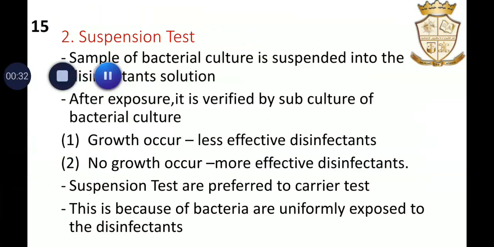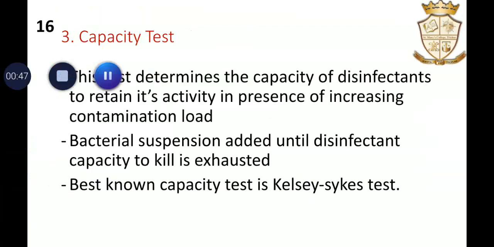Next one is the suspension test. A sample of bacterial culture is suspended in the disinfectant solution. After the exposure, it is verified by subculture of the bacterial culture. Growth occurs, less effective disinfectants. No growth occurs, more effective disinfectants. Capacity test. This test determines the capacity of disinfectants to retain their activity in the presence of increasing contamination load. Bacterial suspension is added until the disinfectant's capacity to kill is exhausted.